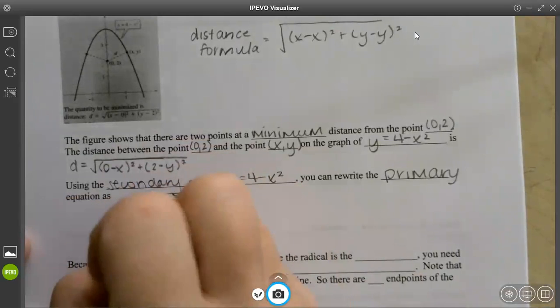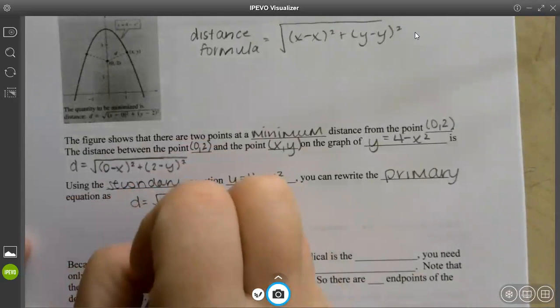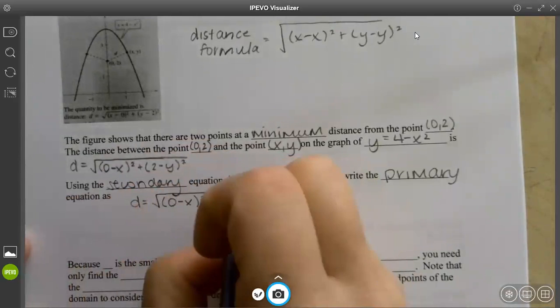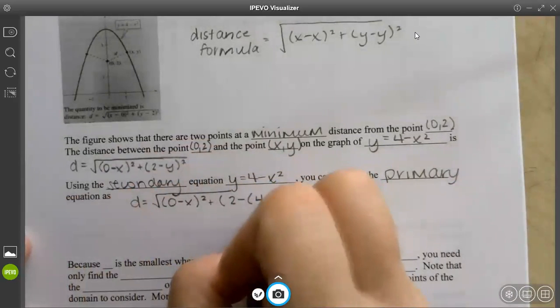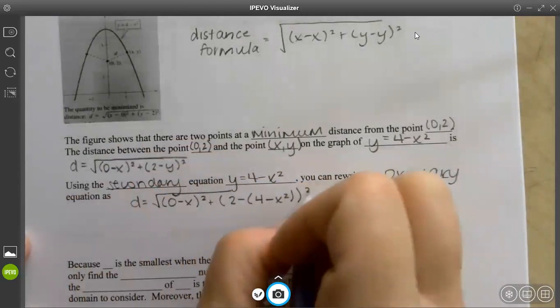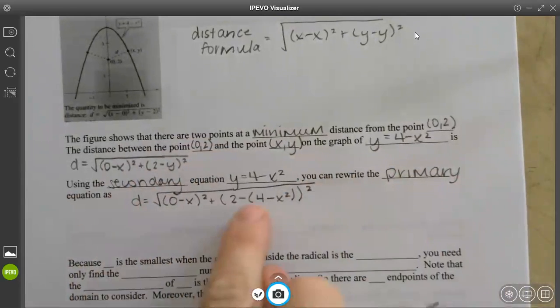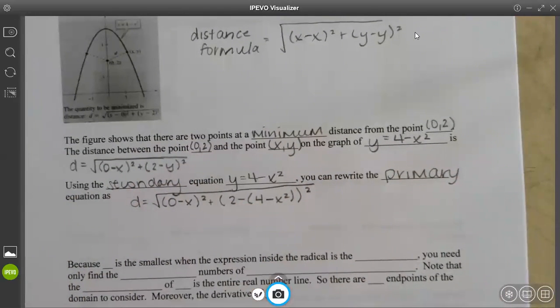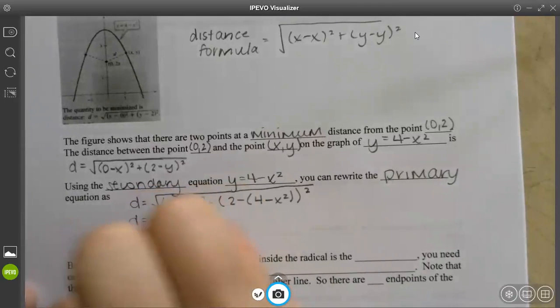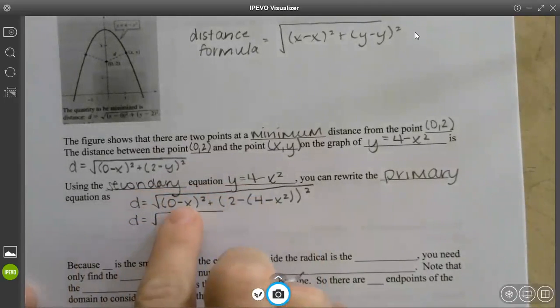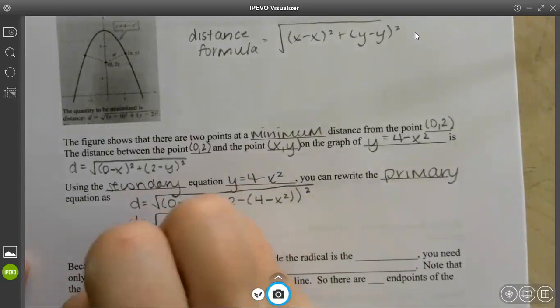So d equals the square root of 0 minus x squared plus 2 minus 4 minus x squared. Be careful of this minus right here. Okay. Inside, 0 minus x is negative x. Squared is positive x squared.